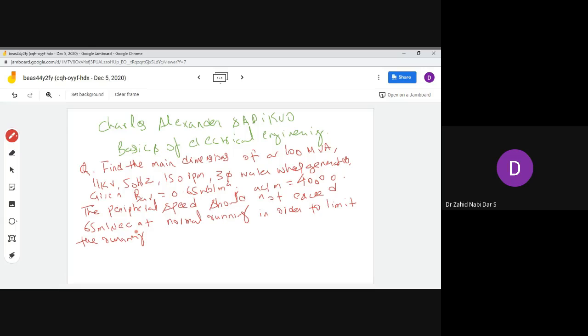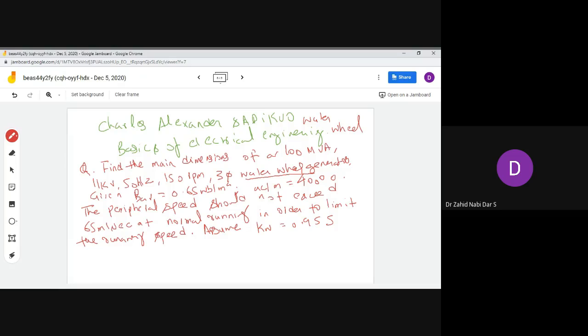Sir, yes, tell me. What is written for three phase? Find the main dimensions of a 100 MVA, 11 kV, 50 hertz, 150 RPM, three phase water wheel generator. Water wheel I have written. Normally, in order to limit the runaway speed. So assume K W is equal to 0.955.